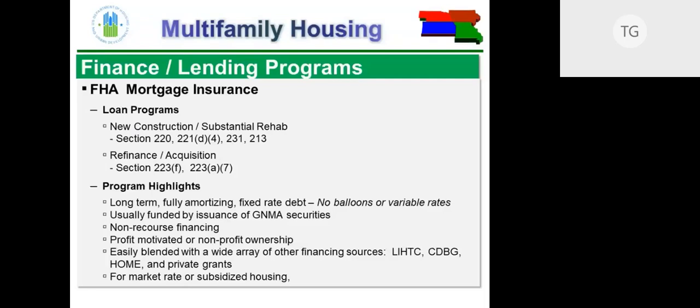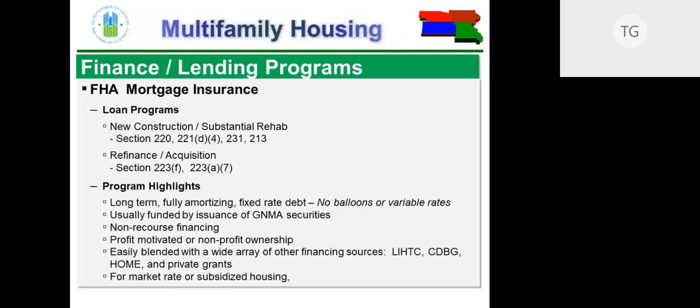And then we also have loan programs for the refinance. So if an individual owns the property and was just looking to take out new debt on it, but then we have acquisition, in which an individual could purchase an existing property with the loan program, and those are 223F and 223A7. Now, the benefit of the FHA loan program is that it's long-term, fully amortizing fixed-rate debt, and so there are no balloons or variable rates with the FHA mortgage program. Loan terms for new construction and sub-rehab can go up to 40 years, and for the purchase refinance can go up to 35 years.